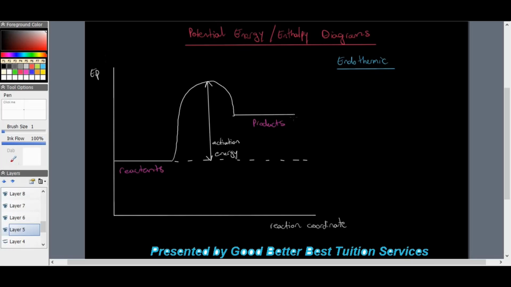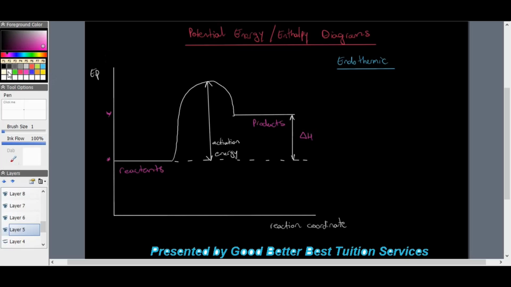We know that from this point, from the products all the way through to our reactants, the difference between round about here, more or less, is our products potential energy value. And here we have our reactants potential energy value. So basically, the difference between the two is known as enthalpy, the enthalpy change of the reaction. And that is an endothermic reaction potential energy or enthalpy diagram or graph.